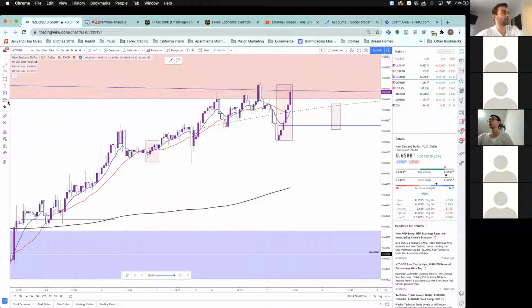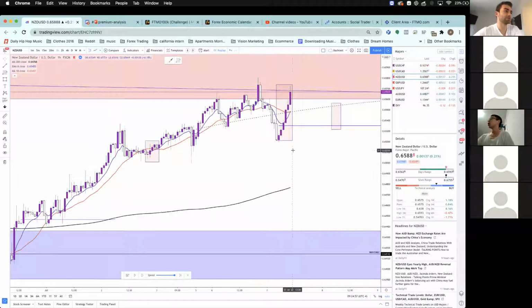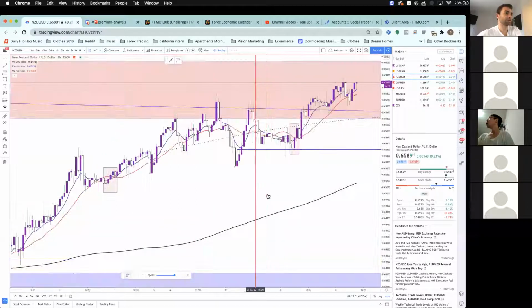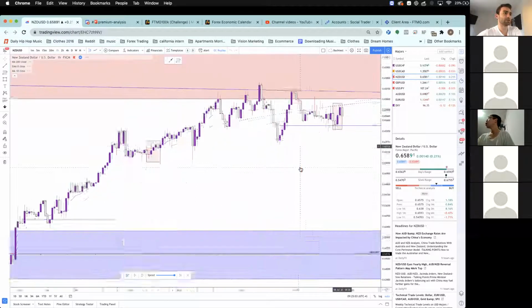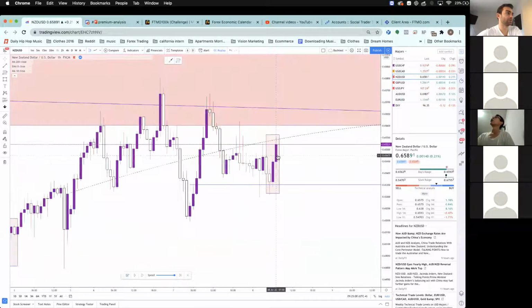Then if all of a sudden you're entering up there, you have to put your stops all the way below this level. Then the trade doesn't make as much sense. So we're going to take that entry away. Then let's go to this entry. This entry is really clean. Basically, this is what you would see.